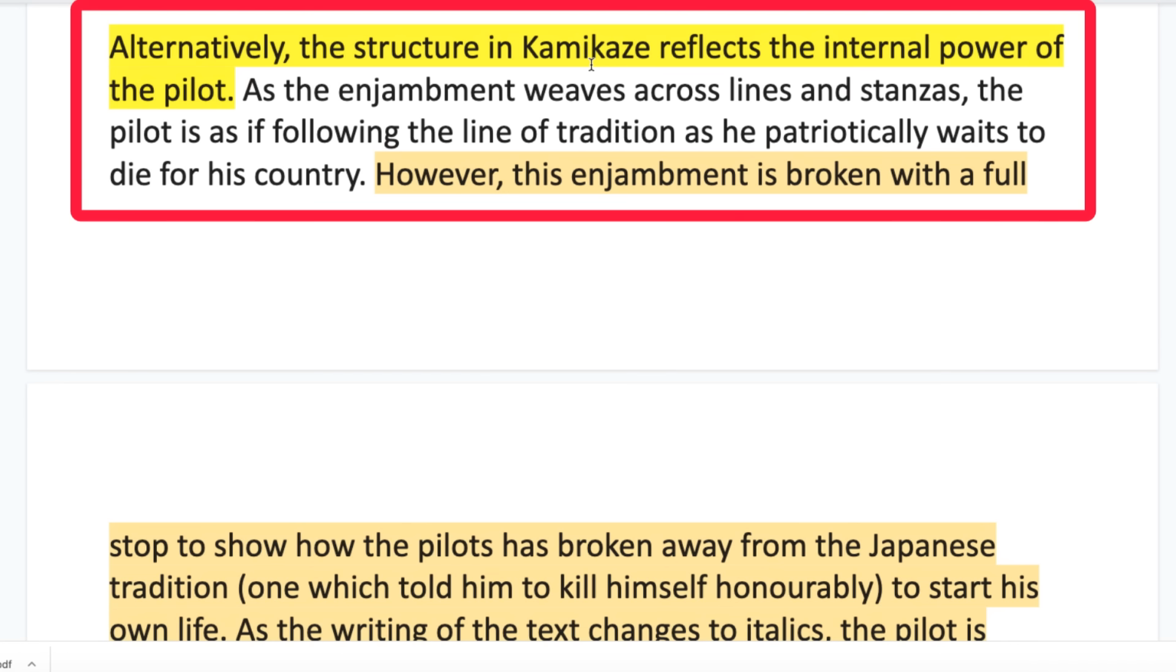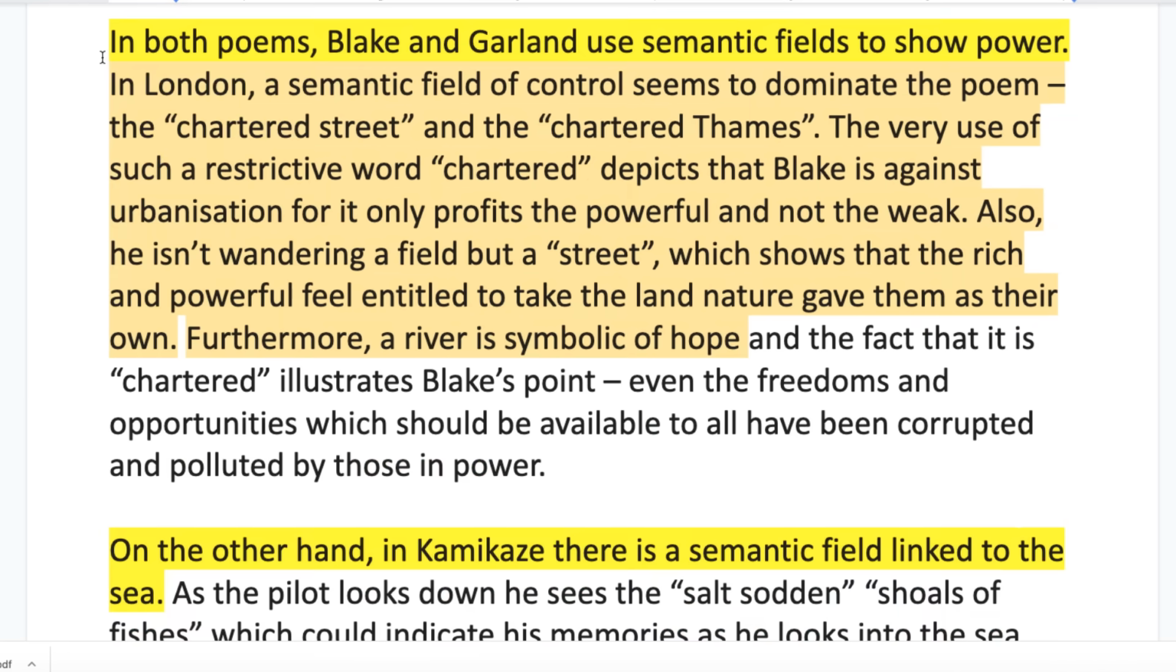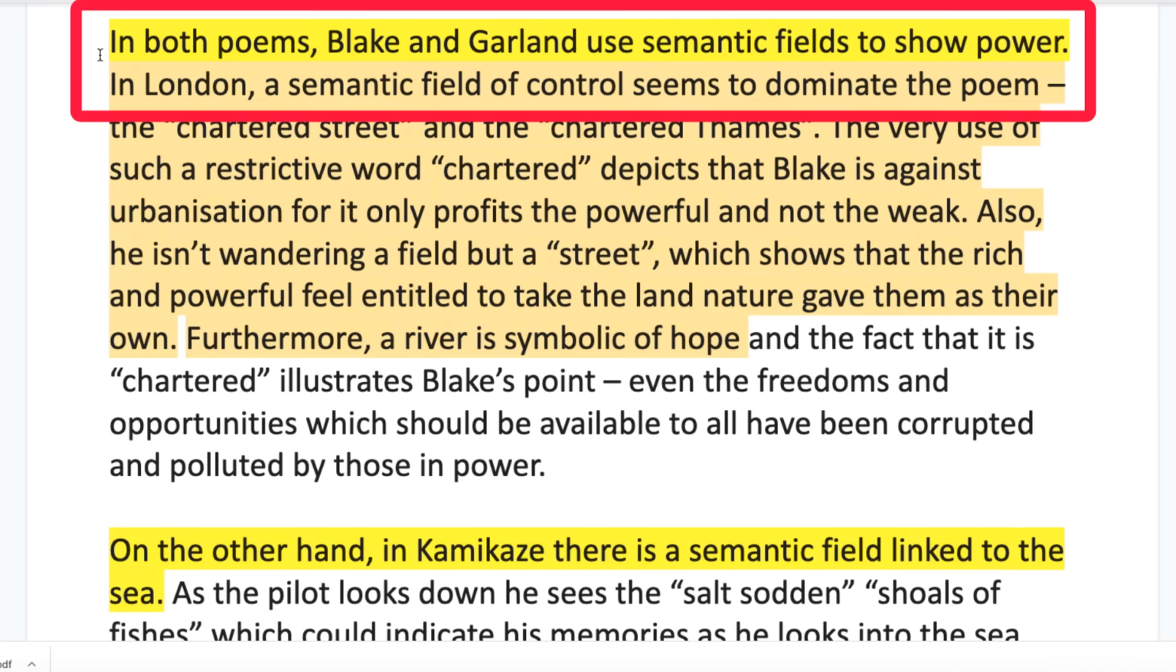In his next paragraph, he's planned what he wants to say about Kamikaze. Alternatively, the structure in Kamikaze reflects the internal power of the pilot, which he's going to contrast to the power and propaganda of society. Next, he knows that he's going to write about the semantic fields. This is a phrase he knows is going to get him good marks because it then gives him a way to link his quotations together and to link it to power, which was in the question.